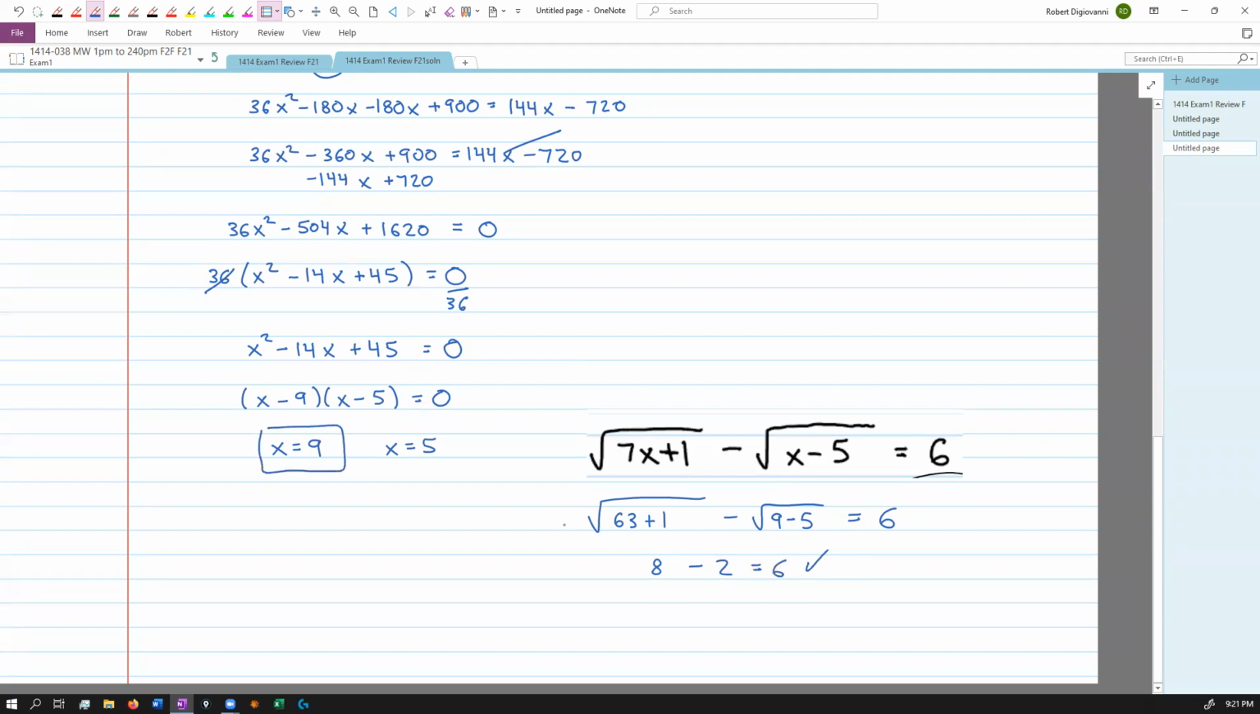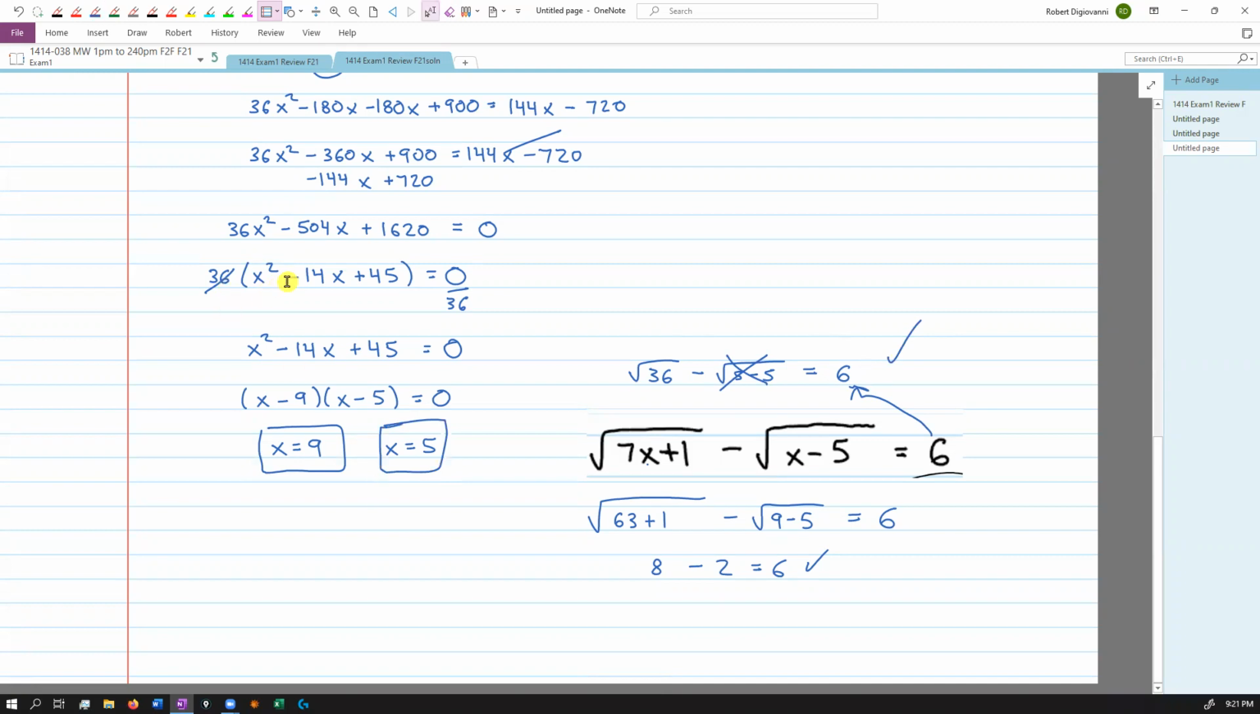Let's check 5. I'll do it up here. So if I plug in 5 for x, we get 7 times 5, which is 35, plus 1 is 36. So root 36 minus, okay, square root of, let's see, 5 minus 5. That's going to be 0. Does that equal x, which is 5? That doesn't look right. Oh, sorry. Does it equal 6? Not 5. Sorry, 6. Does it equal 6? Well, yeah, this is 0 and square root of 36 is 6. So it works. So they're both solutions.